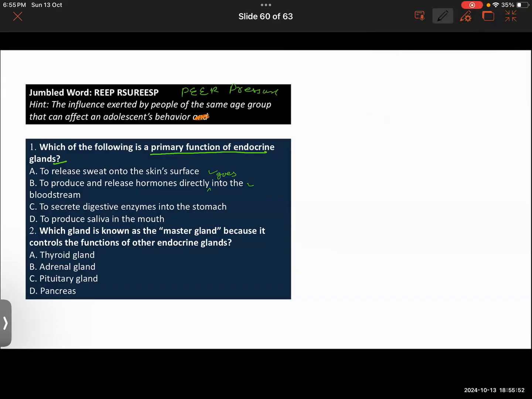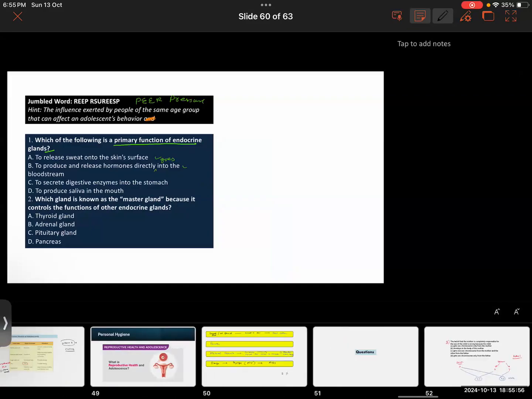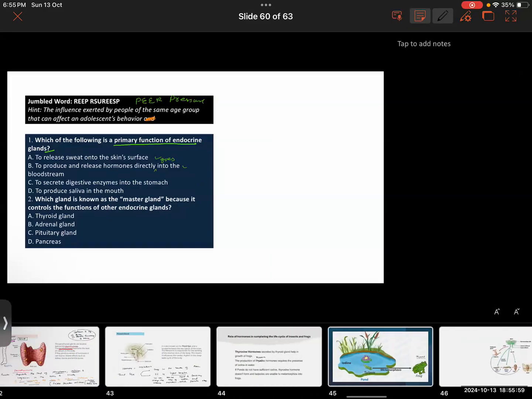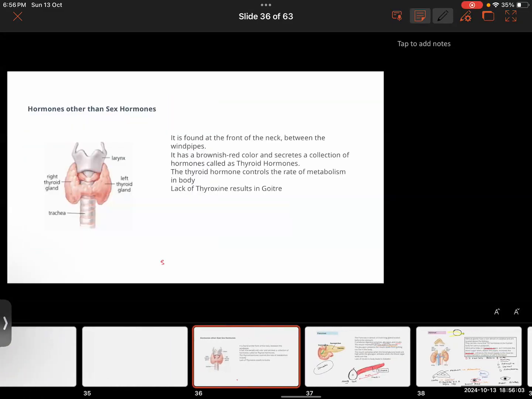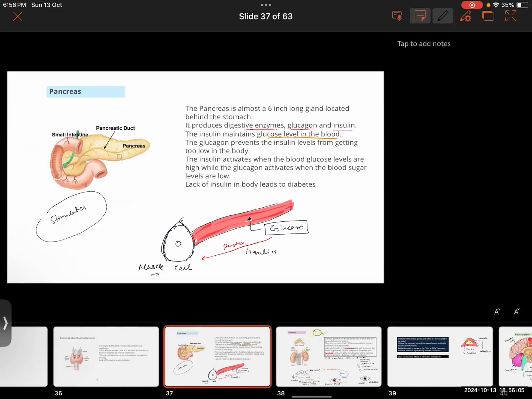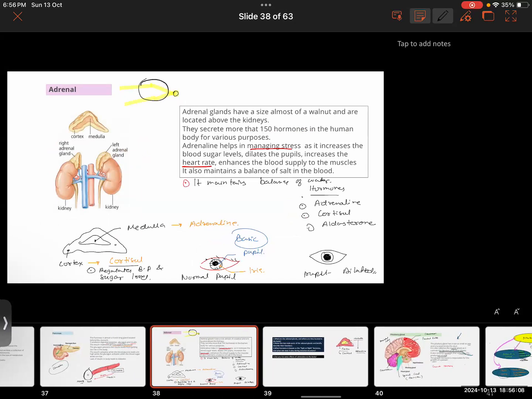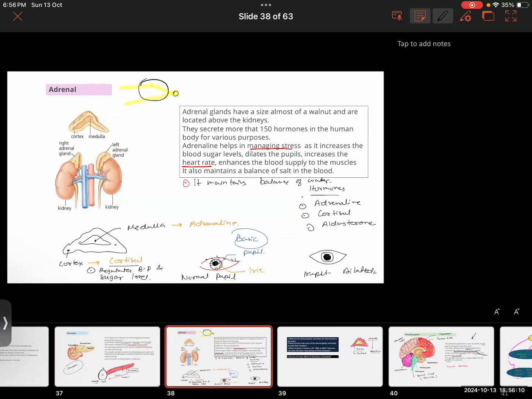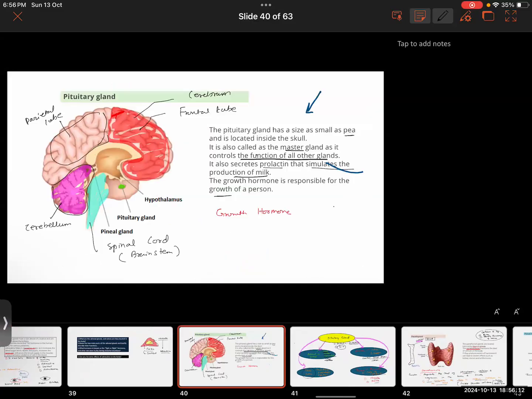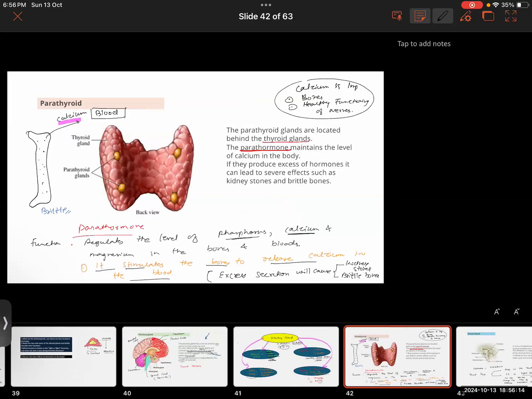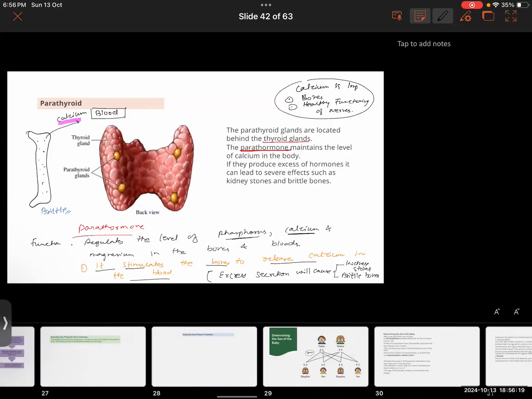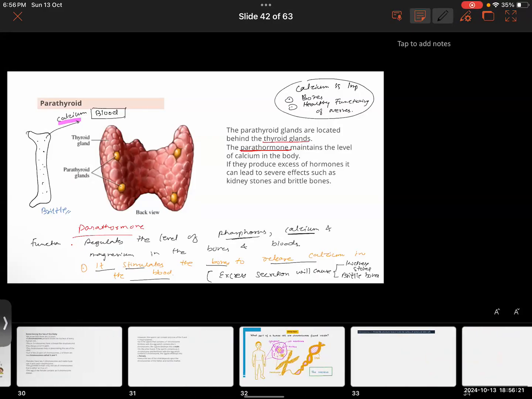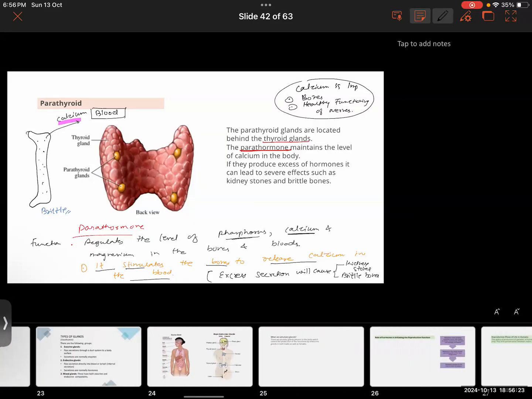It's B actually. See, while we were learning about the glands, we learned there are two types of glands in our body. One is the exocrine, another one is the endocrine gland. So these kinds of glands which we have learned, like the thyroid gland, the pancreas, the adrenal gland, the pituitary gland, the pineal gland, or the parathyroid gland. So the secretions of these glands, except for the pancreas, are going into the blood.